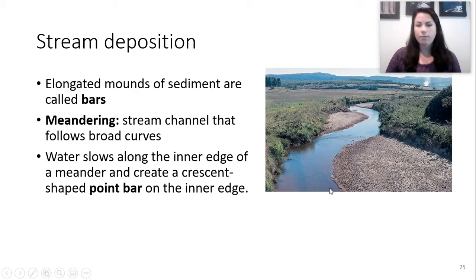Basically, you have flow that erodes away on the outer side and then deposits on the inner side. You might think about this if you're driving in a car: you feel more of the turn as you turn more sharply. So this is the idea: you have erosion on the outside and then deposition on the inside.